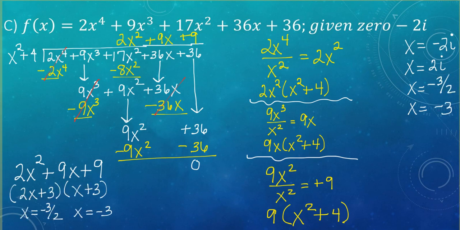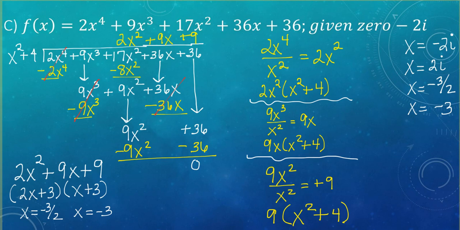If you factored it correctly, you should have received the factors 2x plus 3 and x plus 3. When I set both of those equal to 0, I get my last two roots, which are x equals negative 3 halves and x equals negative 3. So we have found all four solutions of the function provided.